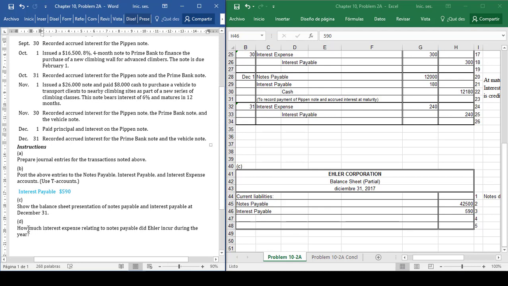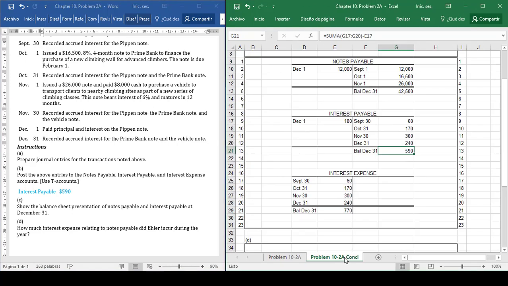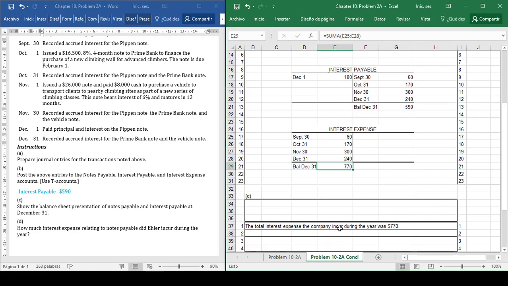Part D is a question. How much interest expense relating to notes payable did Elliott incur during the year? Which is the amount right here, interest expense, 770. So the total interest expense the company incurred in the year is about 770.